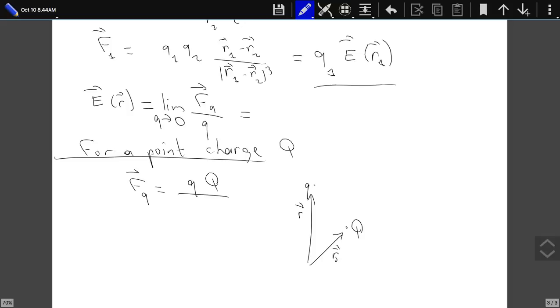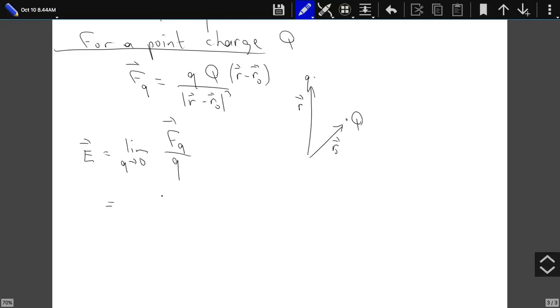So the force felt by this test charge, small q, will be just q times large Q divided by the magnitude of R minus R0 cubed, times the vector R minus R0. This is the force. The electric field is just the limit as q goes to 0 of the force over q, which is nothing but large Q multiplied by R minus R0 divided by the magnitude of R minus R0 cubed. This is the electric field of a single point charge.